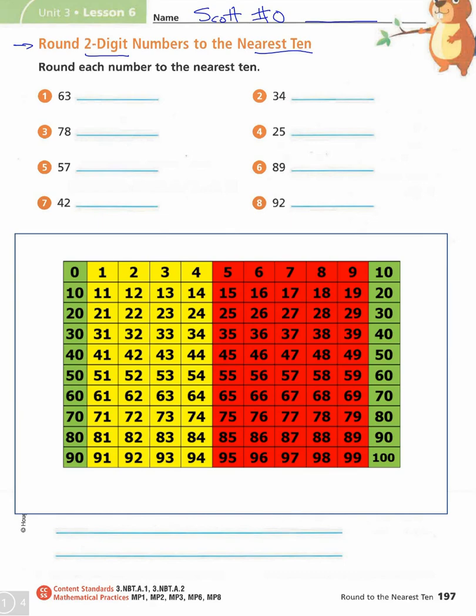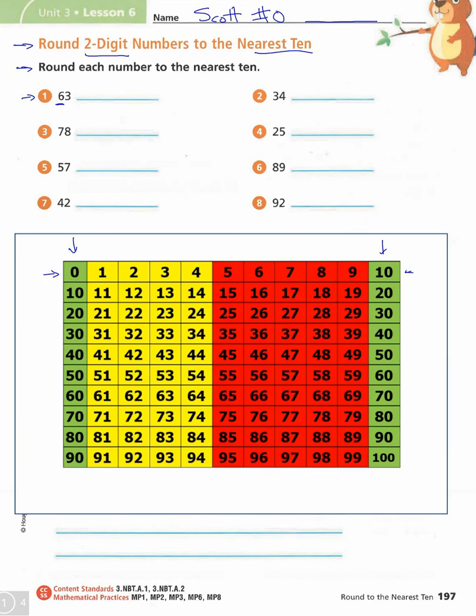Let's look up here. The directions say to round to the nearest 10. Just like we did with our hundreds, let's look at number 1. Let's start off by underlining the digit in the tens place, 6. That's really 60. If we look at the whole number, 63, and we're rounding to the nearest 10, we're counting by tens. This goes from 0 to 10, then 10 to 20, 20 to 30. So where would 63 be?